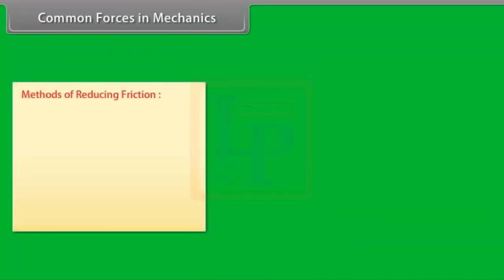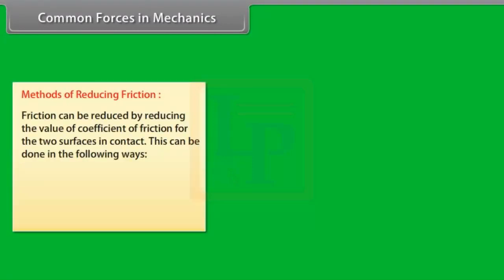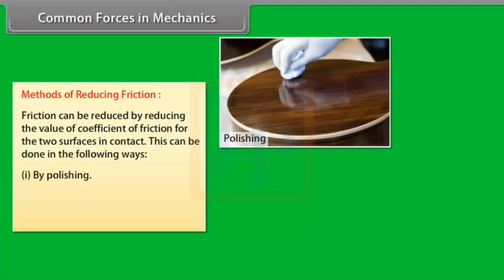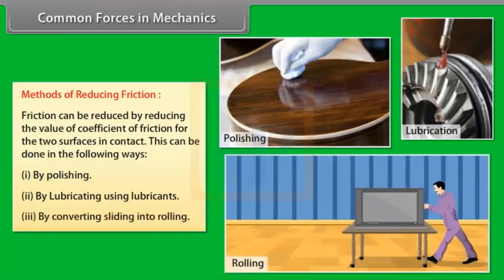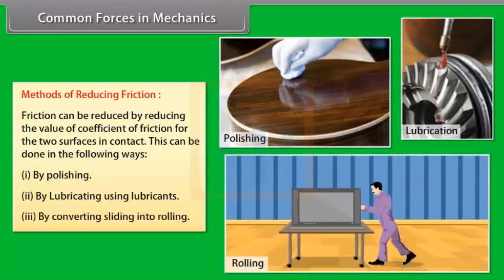Methods of reducing friction. Friction can be reduced by reducing the value of the coefficient of friction for the two surfaces in contact. This can be done in the following ways. Number 1, by polishing. Number 2, by lubricating using lubricants. Number 3, by converting sliding into rolling.